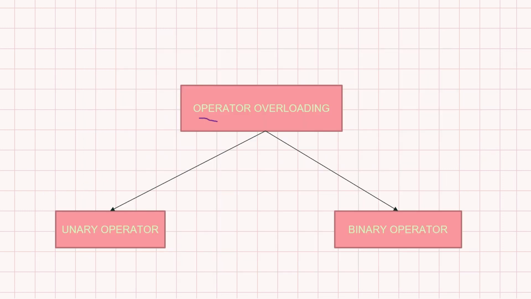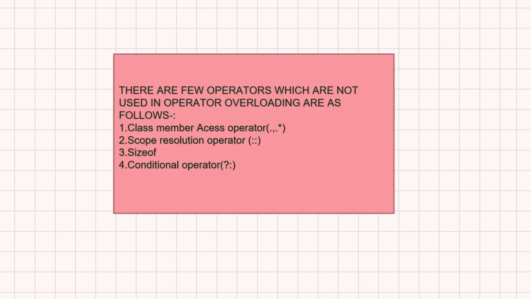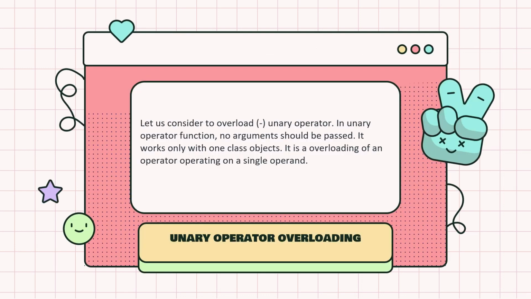There are two types of operator overloading. First is unary operator overloading, and second is binary operator overloading. Now we have to move forward. There are various operators which cannot be overloaded, where we cannot define another function for the operator. The first is the class member access operator, then the scope resolution operator, the sizeof operator, and the conditional operator.